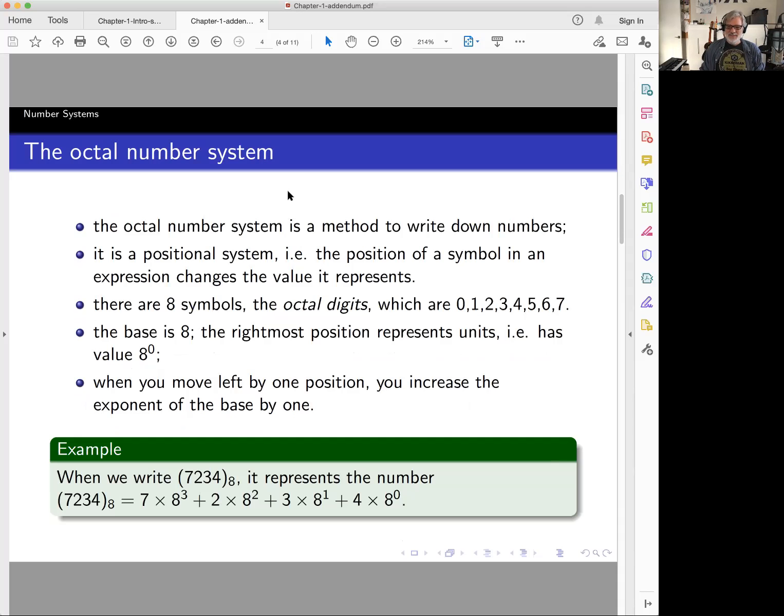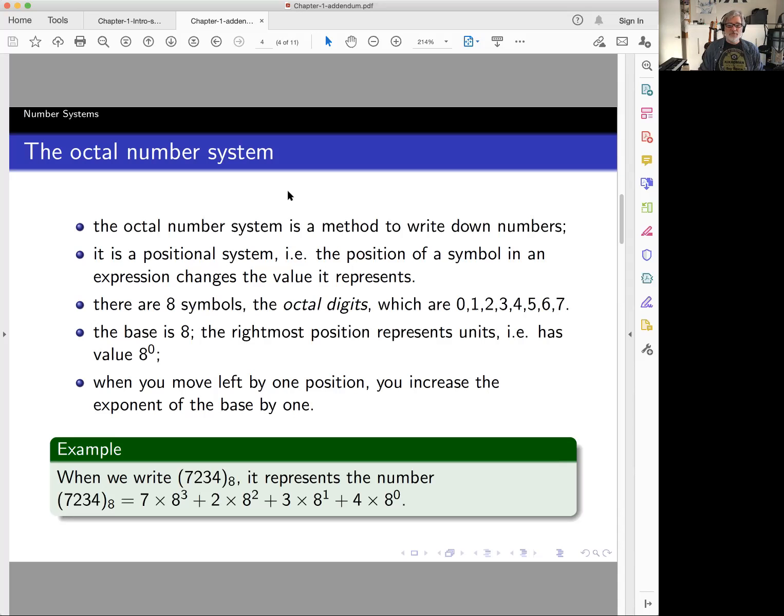Okay. It is a positional system. The position of a symbol is an expression, and an expression changes the value it represents. There are 8 symbols, which we call the octal digits, which are 0, 1, 2, 3, 4, 5, 6, 7. The base is 8.